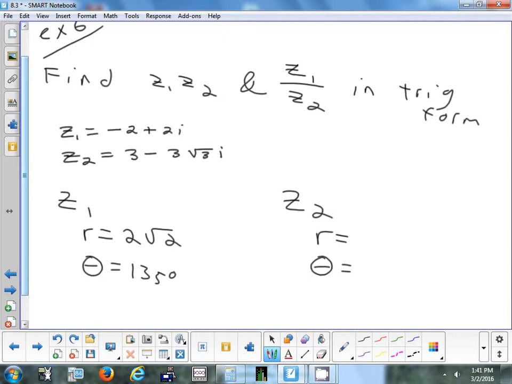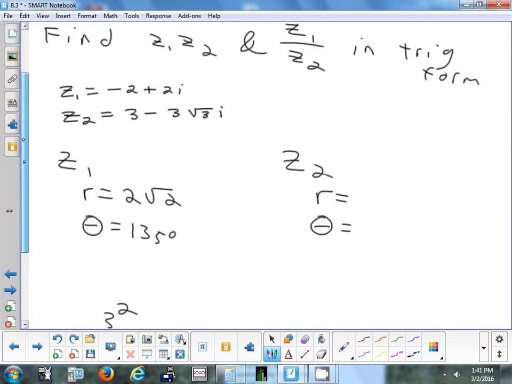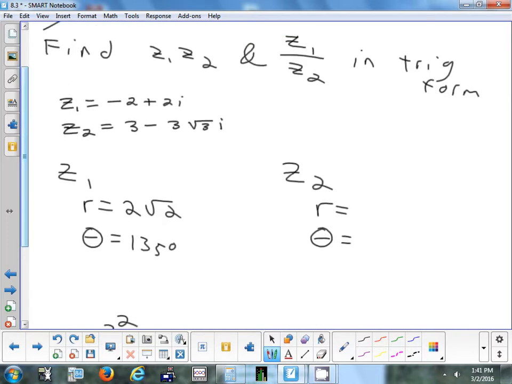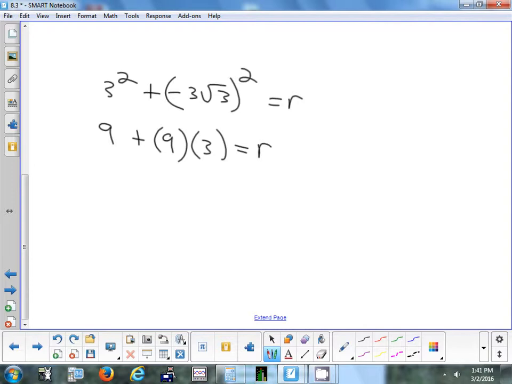Let's go through it. Take your first number and square it. Take your second number and square it, which is minus 3 root 3i. And remember, just the minus 3 root 3. The i is not part of it. What's 3 squared? 9. Now when you square a product, you square each factor. What's negative 3 squared? What's square root 3 squared? 3. 9 times 3 is 27.